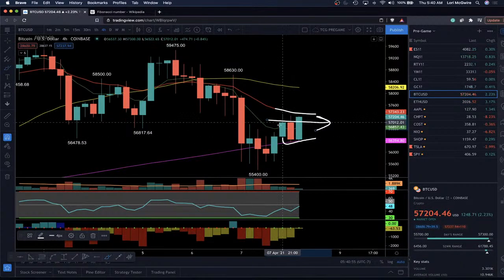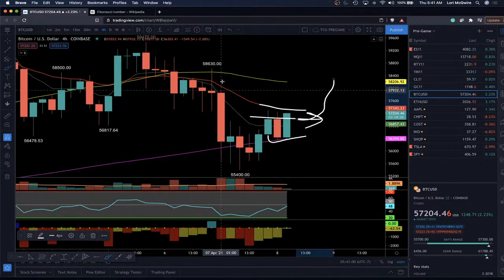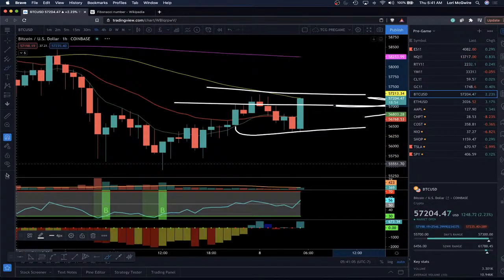The longer it can go sideways, actually, the better for the bulls in order so they can resume to the upside if they have a chance. 58,630 would be their next resistance. Let's look at this on the hourly.